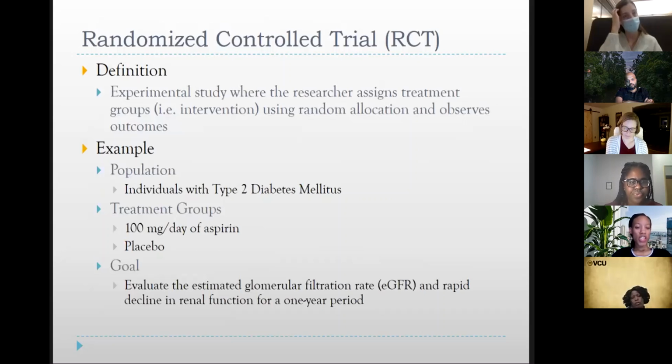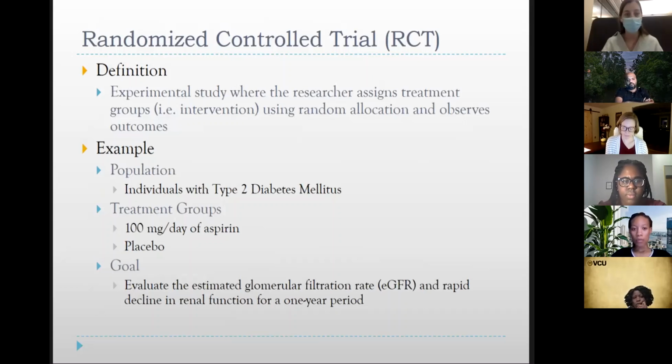All right, so I'm going to shift gears from the descriptive over to the analytic. And I'm going to start with experimental design. So I'm sure everyone knows randomized controlled trials, or RCTs. These are experimental studies where the researcher assigns treatment groups, such as an intervention for a certain medication, and then a control group, and then uses random allocation and observes outcomes.